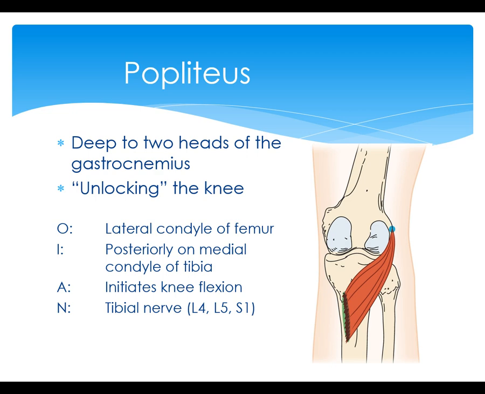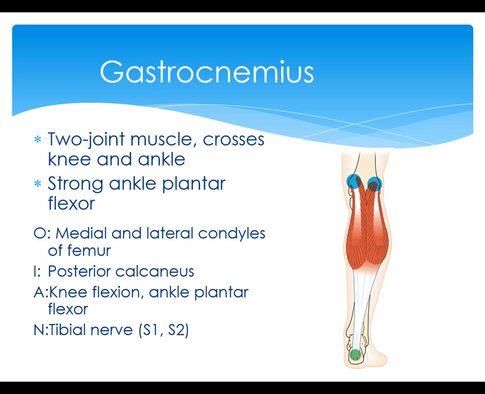The gastrocnemius is a two-joint muscle as well, so that's why we're talking about it here in the knee chapter. It crosses the knee and the ankle. It's a very strong ankle plantar flexor, but it does do some knee flexion as well.